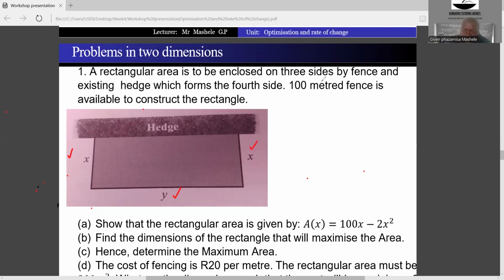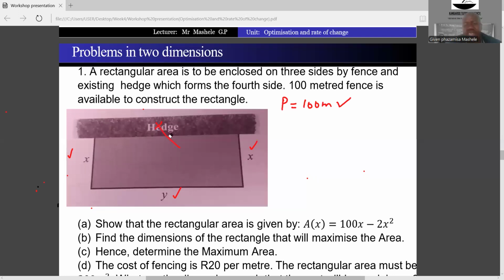Then a 100-meter fence is available to construct this rectangle. So what does it mean? This 100-meter fence is actually the perimeter. We are given the perimeter of the fence. It's 100 meters. So the available fence that they have has a total distance of 100. They have to use it to enclose this rectangle, but not on all sides, only on 3 sides. So this side is not included.